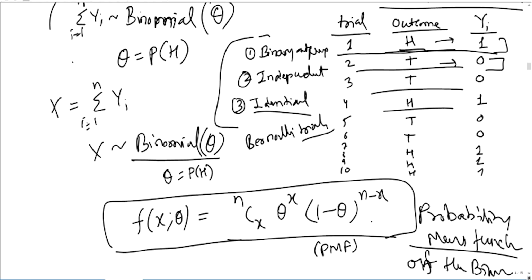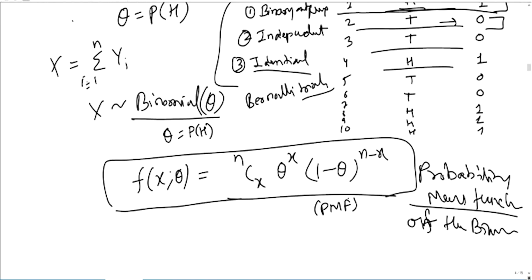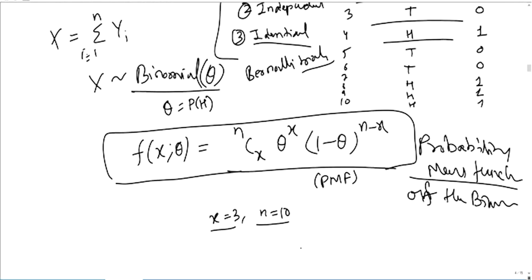So what does it mean? When you toss a coin 10 times, this function would give you the probability of obtaining, let's say, 3 heads when you toss a coin 10 times. How would you calculate that, by the way? In that case, x is the number of successes, the summation of yi, so how many heads you will get. In this case, x is 3, n is 10. So basically 3 heads out of 10 coin tosses, right?